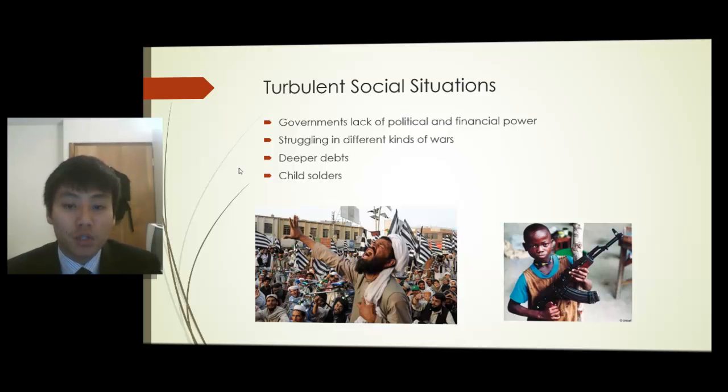Another serious situation in most third world countries is turbulent social situations. Most of the third world countries' governments lack political and financial power. This makes their countries struggle in different kinds of wars. Sometimes it is civil war, sometimes it is independence wars, and some other wars are cold wars, and some other wars are over religions.